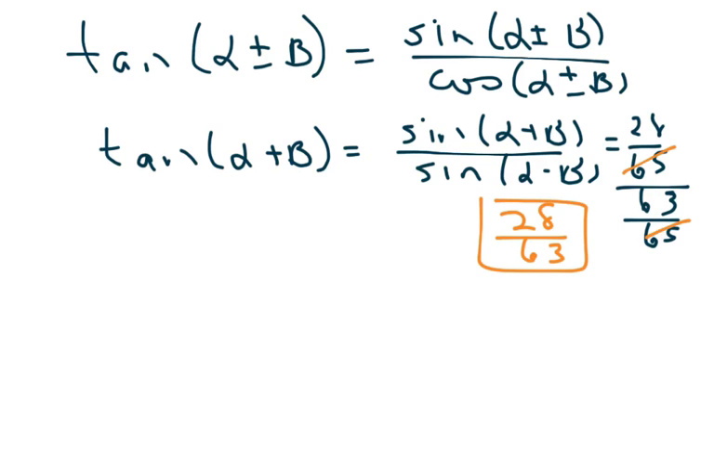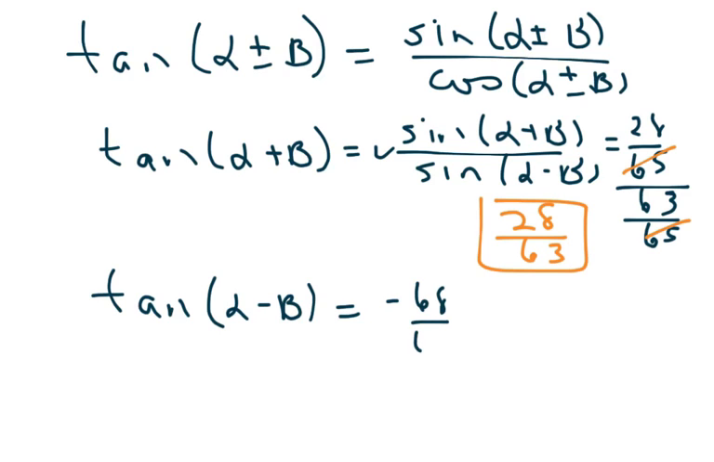Now, my tan of alpha minus beta, I'm going to do the same thing I did here, but with minus, and I already wrote the values down. That's going to be negative 68 over 65 over negative 33 over 65. These two cancel. These negatives turn positive, so that's 68 over 33.